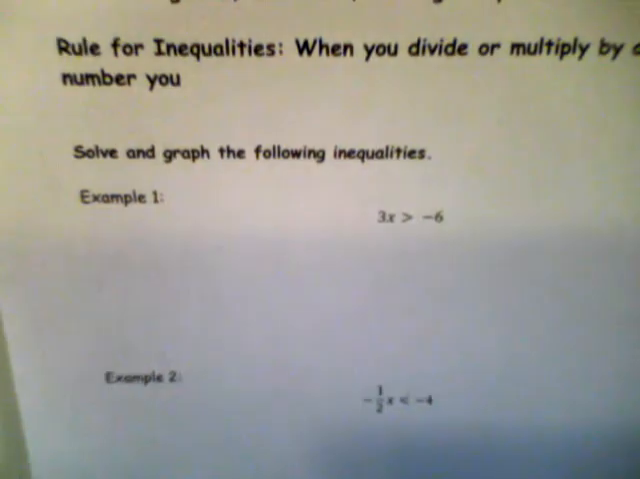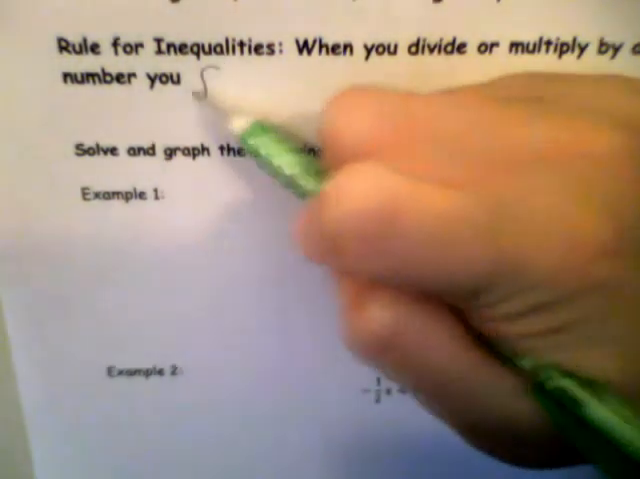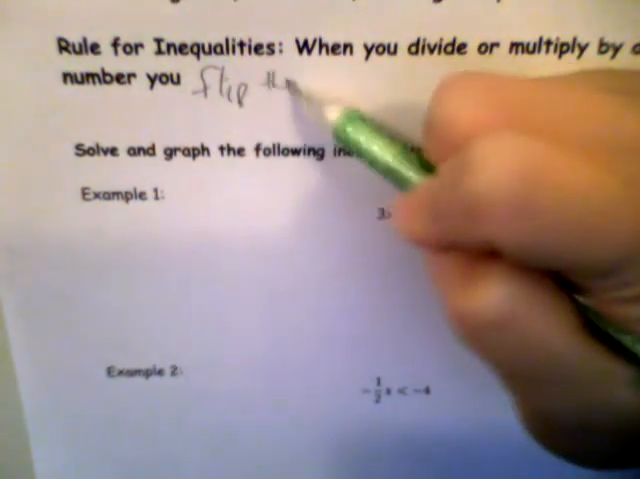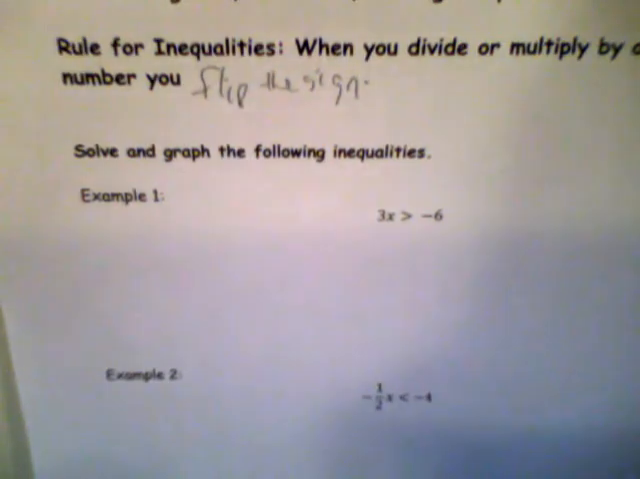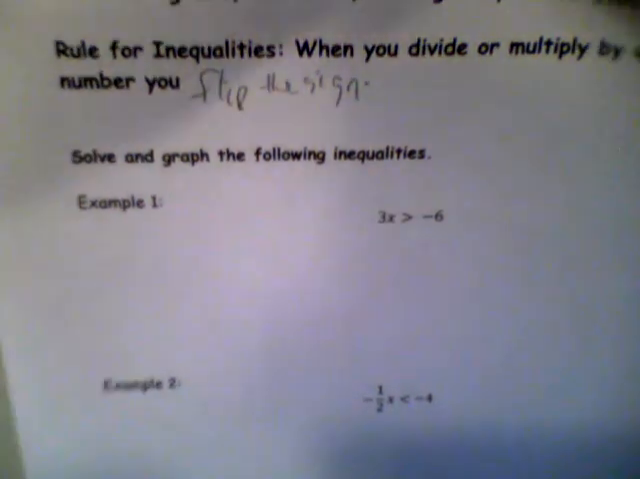Oh, hang on. I just noticed that my paper's a little off. So write this in. When you divide or multiply by a negative number, you flip the sign. We worked a couple examples in class. I just wanted to work a couple for you on this video. Let's look at example 1.